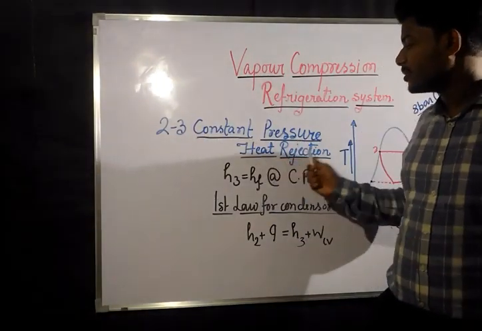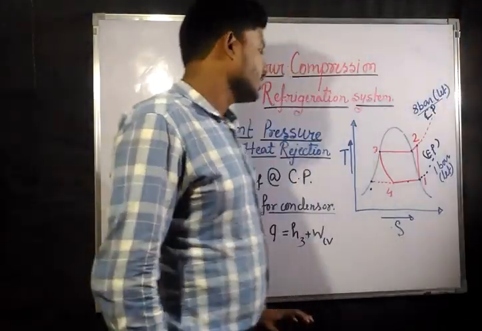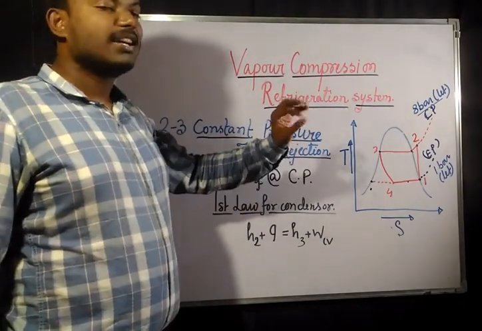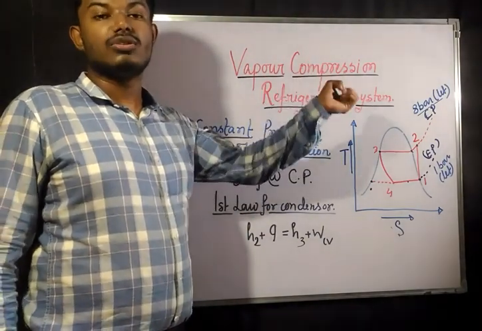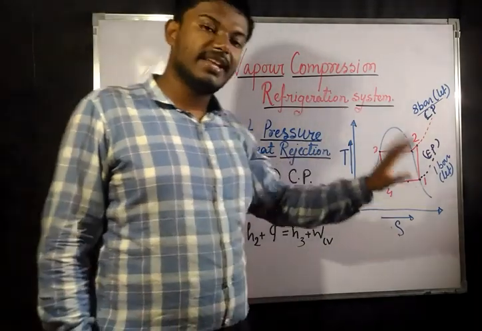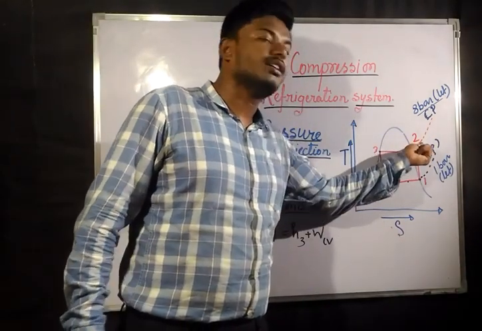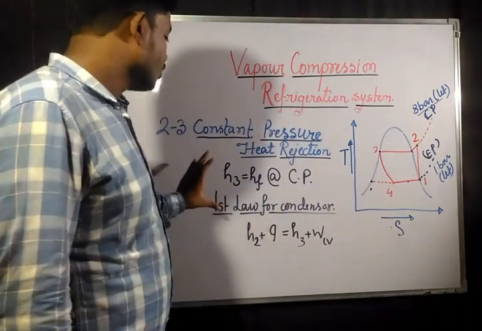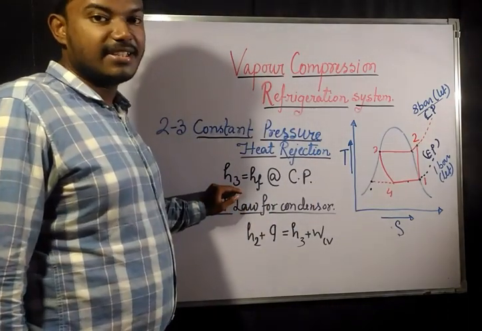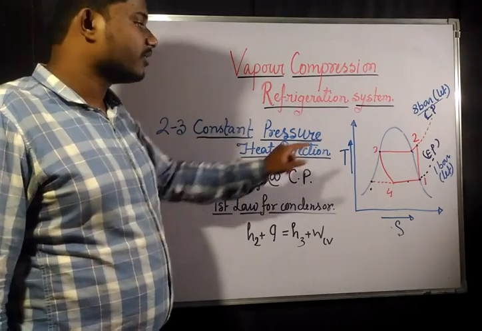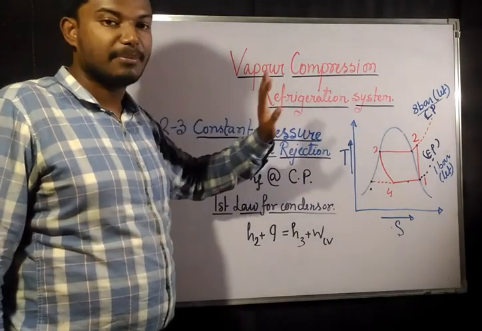Okay, so the second process which we are going to analyze now is process 2-3, that is the constant pressure heat rejection process. We need to find out the amount of heat that is going to get rejected. Again, this is nothing but the enthalpy difference between point 2 and point 3. Now H3 you can easily find out from the saturated zone, because H3 is on the saturated liquid line.